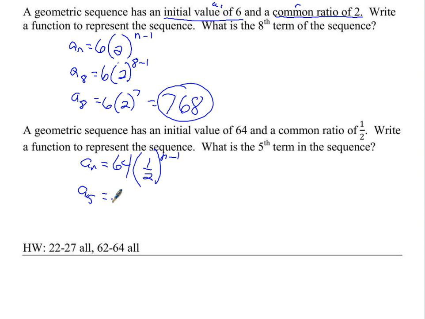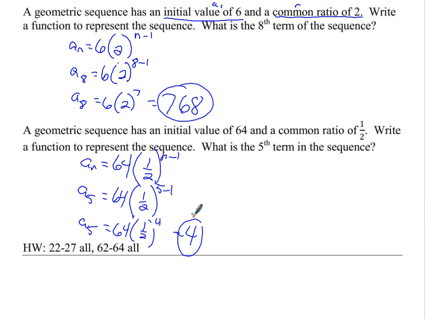Now what? To the 5 minus 1, which is 4. So now you can type that in your calculator, or try to do it in your head. A sub 5 equals 64 times 1/2 to the 4th. Well, 1/2 to the 4th is 1/2, 1/4, 1/8, 1/16. 1/16 times 64 is 64 over 16, which is 4. There's your answer. That's it. Section's over. Chapter's done.